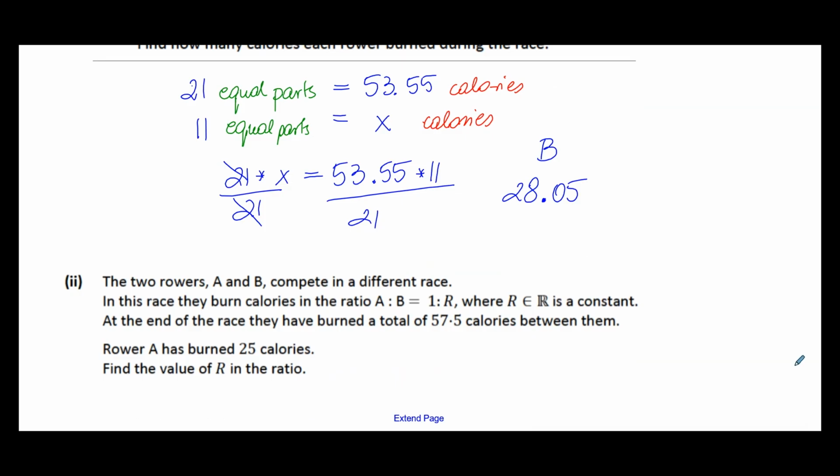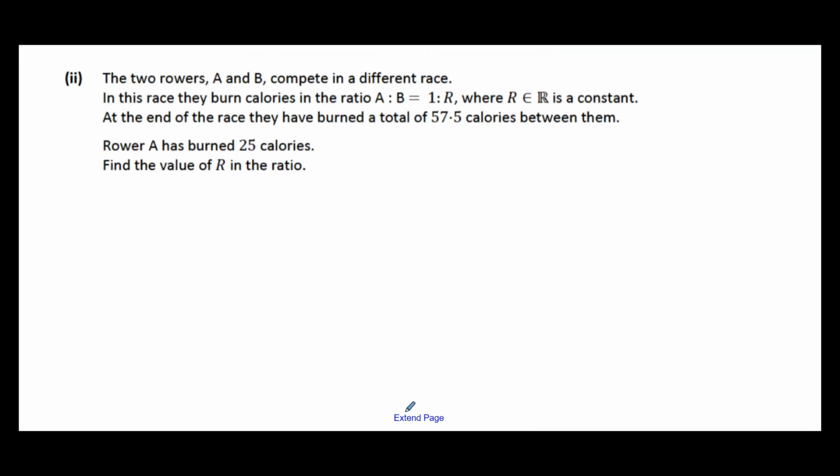Okay. The two rowers, A and B, compete in a different race. In this race, they burn calories in the ratio A to B of 1 to R. So in this part, A got 1, B got R. Together, they got 1 plus R, isn't it? It doesn't matter that we don't have a number, we're doing exactly the same. At the end of the race, they burn a total of 57.5 calories between them. Row A has burned 25 calories. Therefore, we have to find the value of R.